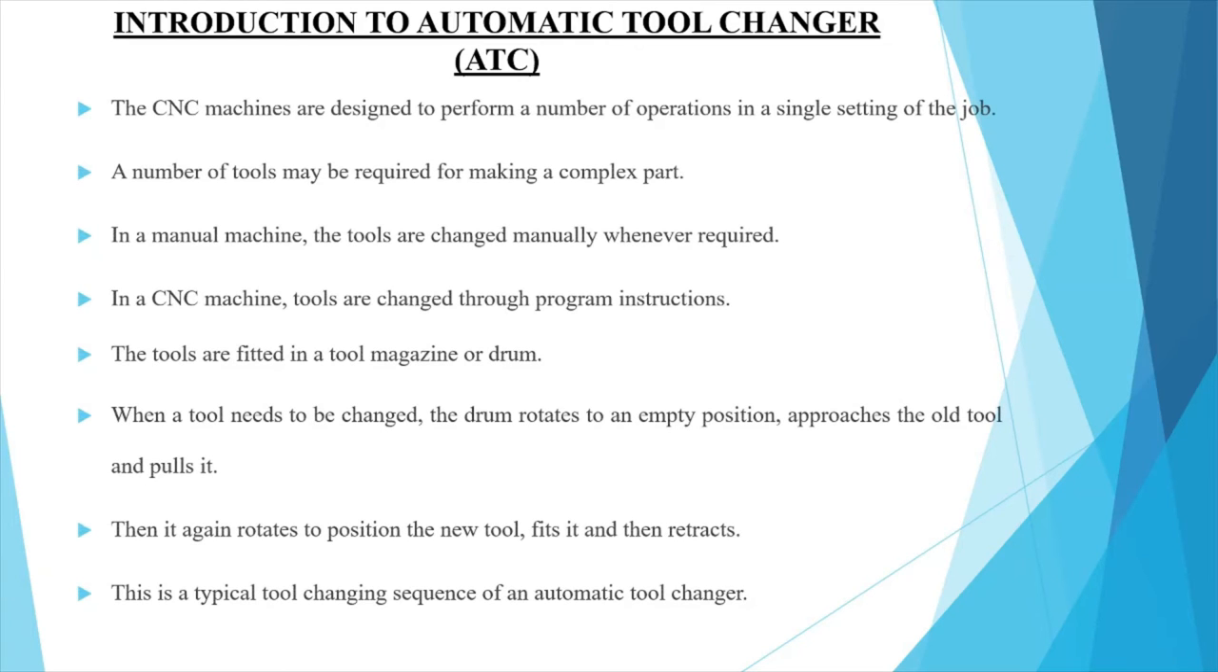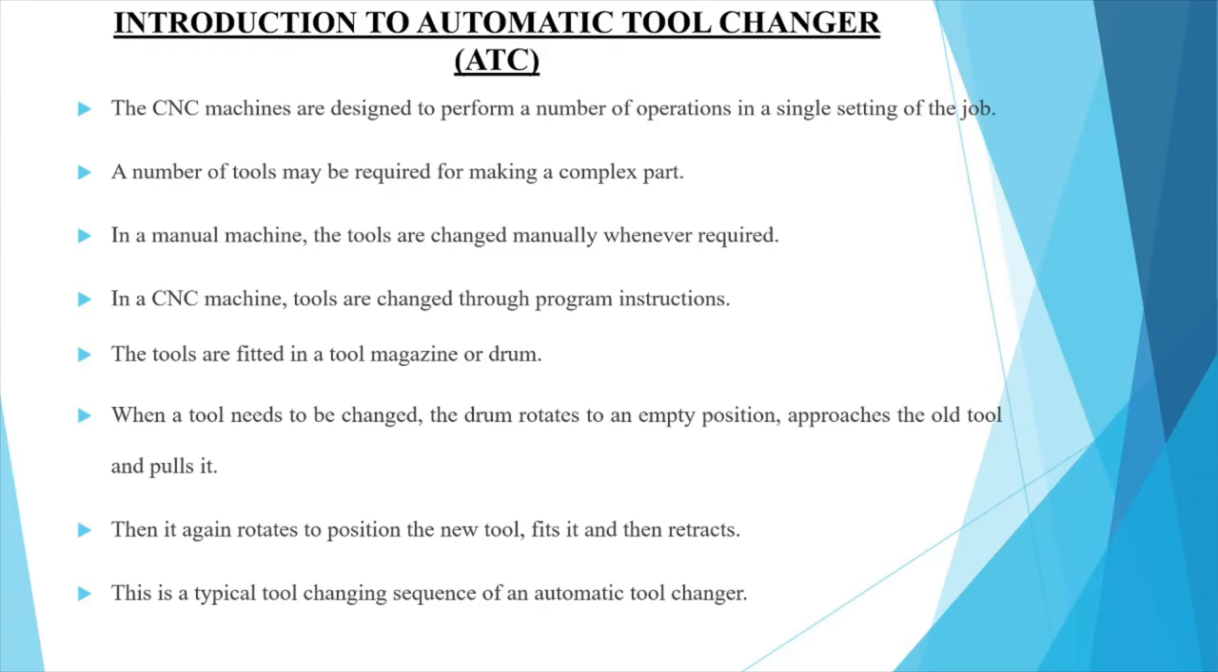First we see the introduction to automatic tool changer. The CNC machines are designed to perform a number of operations in a single setting of the job. A number of tools may be required for making a complex part. In a manual machine, the tools are changed manually whenever required. In CNC machine, tools are changed through program instructions. The tools are fitted in a tool magazine or drum.